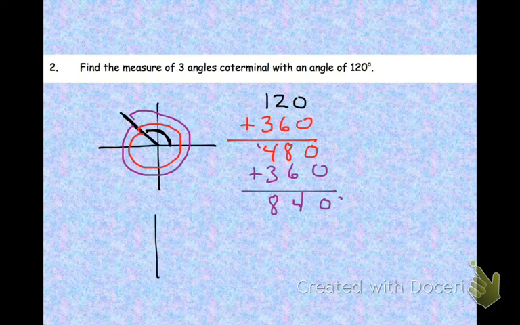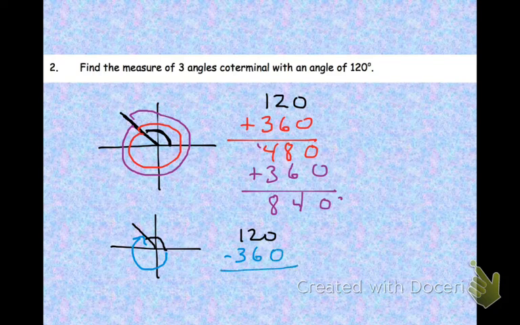There is one other way you could do it. If you have your 120 degrees here, and you want to figure out what the other way is, you could actually subtract 360 and figure out the other one. So you have your 120, and you're going to subtract 360, and if you do that, you end up with negative 240. So we actually have three different answers here. We could have 480 as one of our answers, 840 is another one, and negative 240 is a third one.